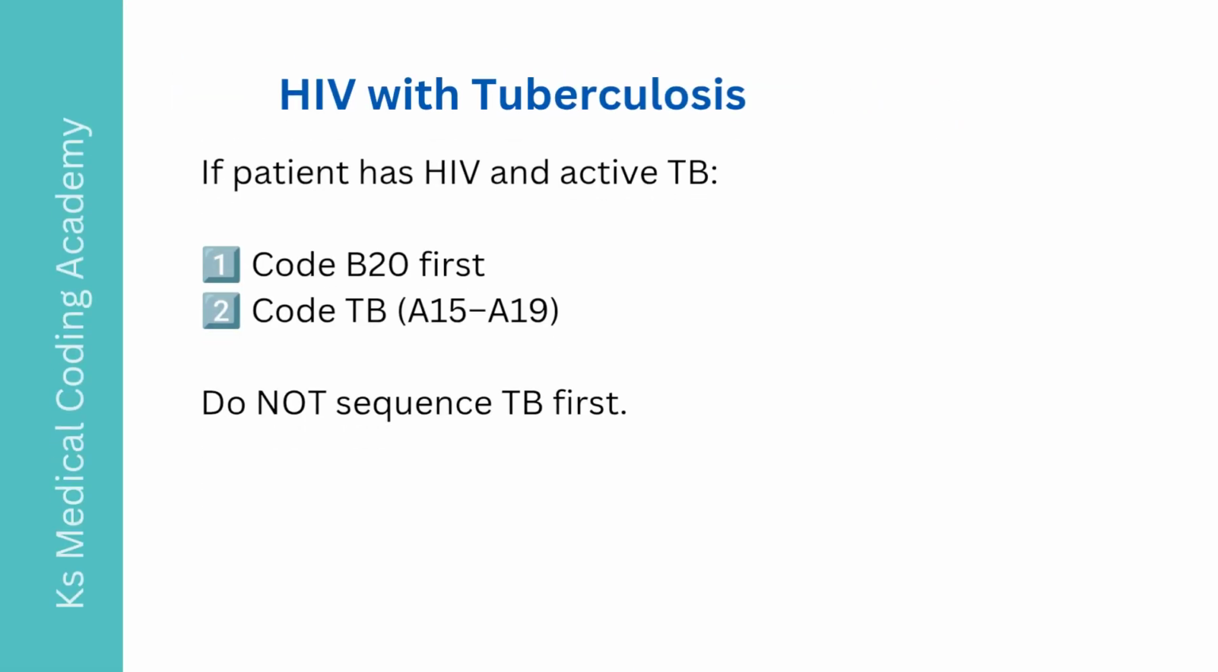HIV with tuberculosis. If a patient has HIV disease and active tuberculosis, sequence B20 first. Then assign the appropriate tuberculosis code from A15 through A19. Tuberculosis is never sequenced before HIV disease.